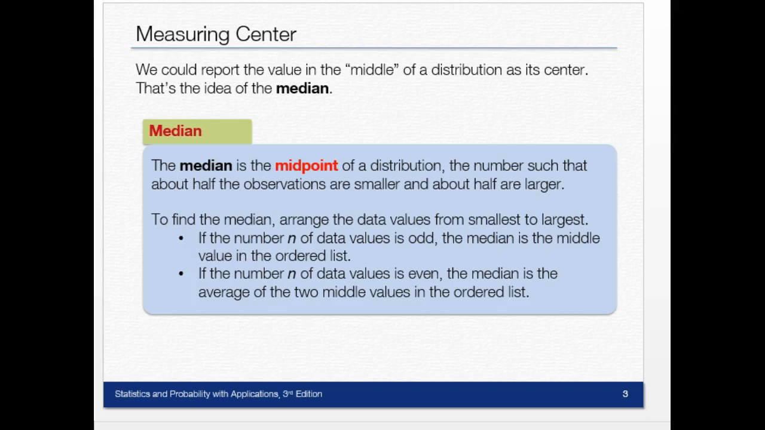To find the median, arrange the data values from smallest to largest. If the number of data points is odd, then the middle is the median. If the number of data points is even, the median is the average of the two middle values in the ordered list. So that should ring a bell from previous years. How to find median: line them up in order and find the middle.